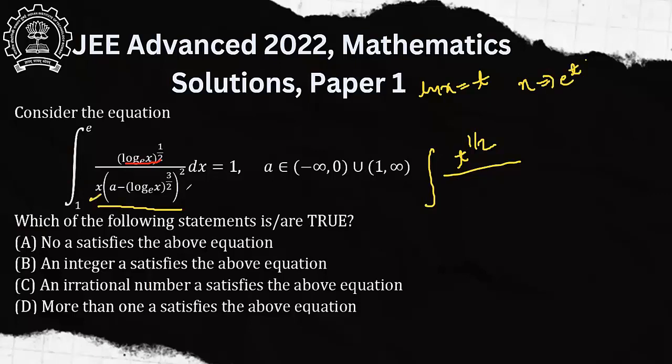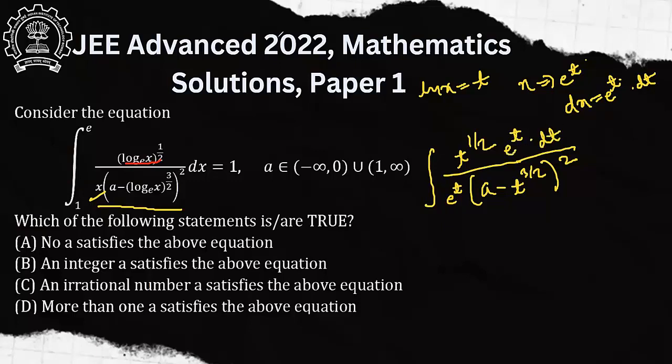So for this x here, I will write e to the power t, a minus t to the power 3 by 2 whole square. And for dx, if x is this, dx is equal to e to the power t dt. And the limit changes. When x is 1, t is going to be 0. And when x is e, t is going to be 1. So the limit is from 0 to 1 once you have changed the variable from x to t.